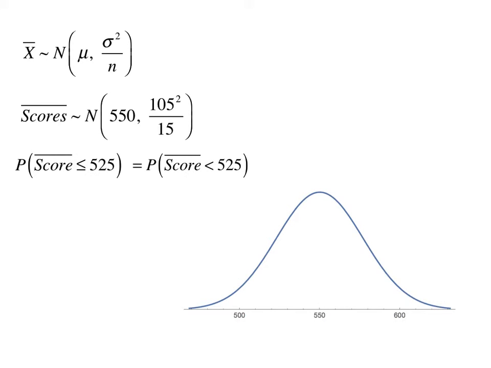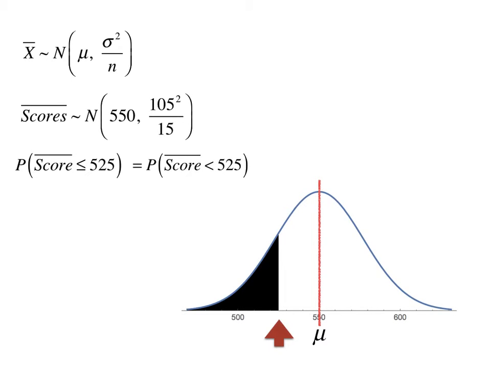If I draw a sketch of the curve, the mean 550 is right down the middle. I'm looking for 525, which is about there, and the probability corresponds with the area under the curve from 525 and all the way to the left.